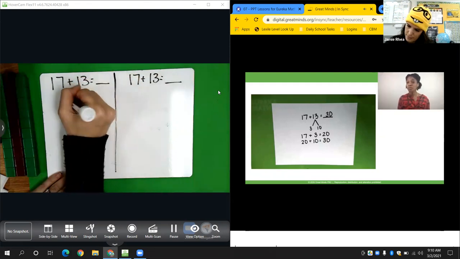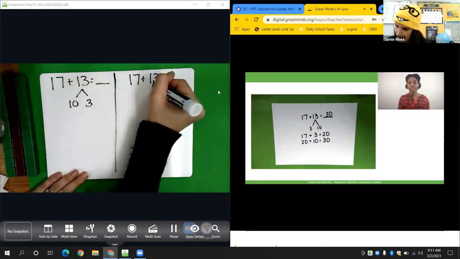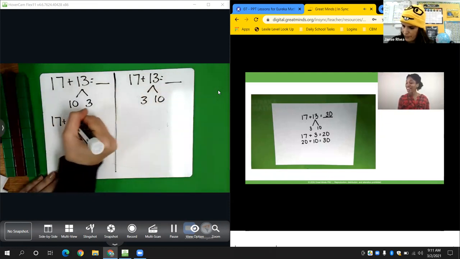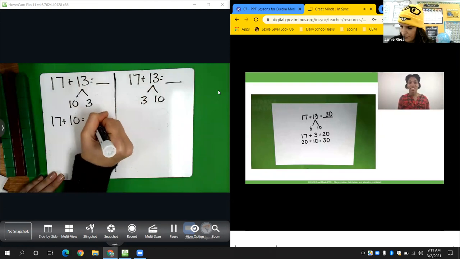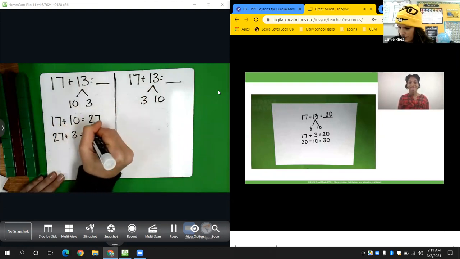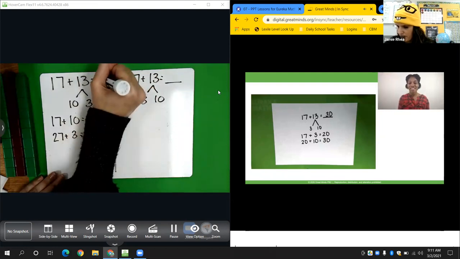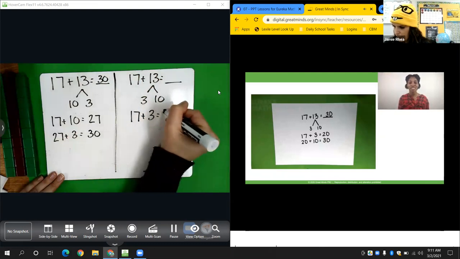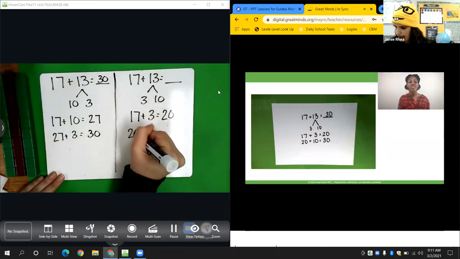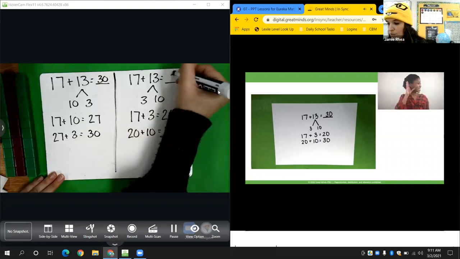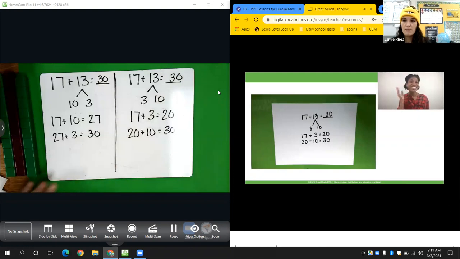I still wrote my two addition number sentences. But this time, I added the ones first, the 3. I did 17 plus 3 to get 20. And then I added the 10. 20 plus 10 equals 30. This strategy, mathematicians, is called the adding ones first strategy. What is it called? The adding ones first strategy. Okay. Yes, you got it.